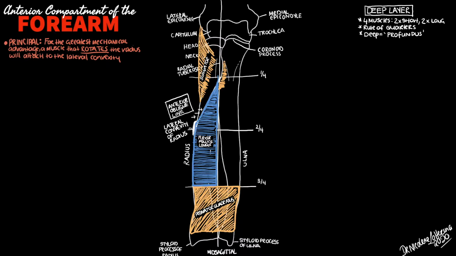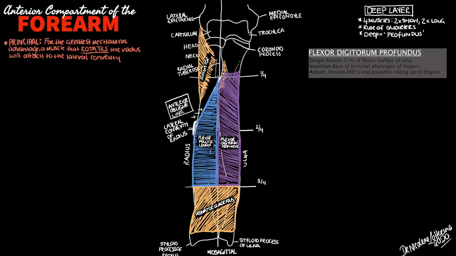If we then look at what is located on the ulnar side, we have our Flexor Digitorum profundus. Flexor Digitorum profundus is going to occupy the same area of bone, so the middle 2 quarters associated with the anterior surface of the ulna and respective interosseous membrane. As the name implies, this is a muscle responsible for flexing the digits, that being digits 2 through to 5. The insertion of this muscle is the base of the terminal phalanges of the fingers. The main action is flexion of the distal interphalangeal joints and powerful rolling up of the fingers.